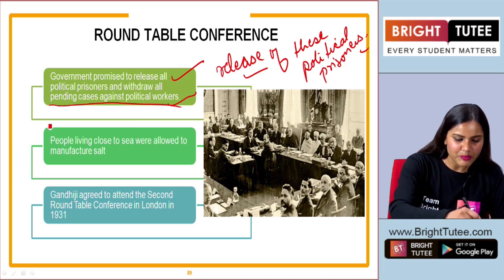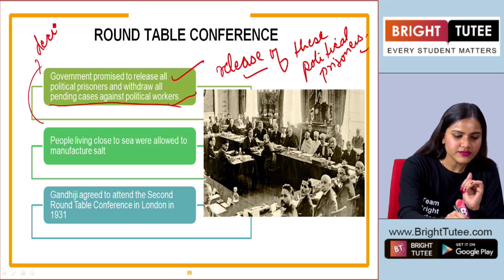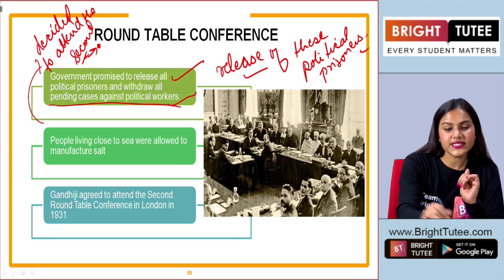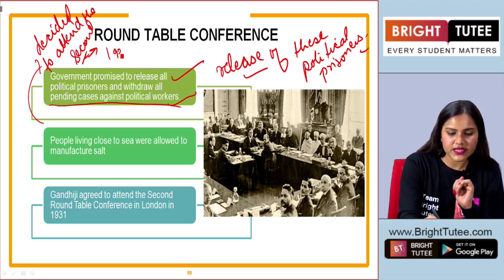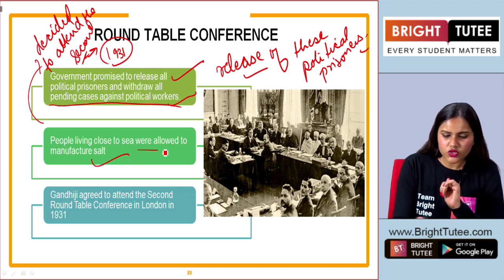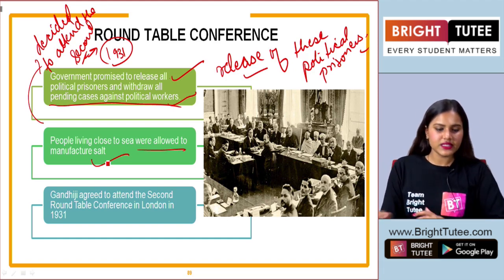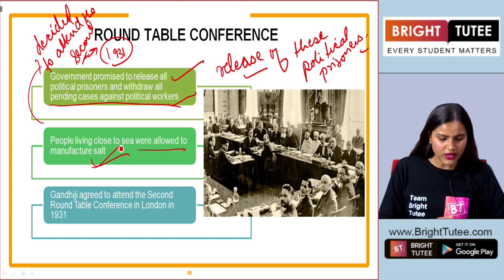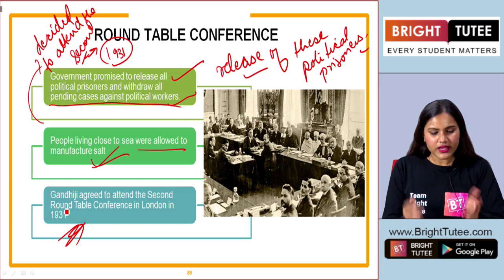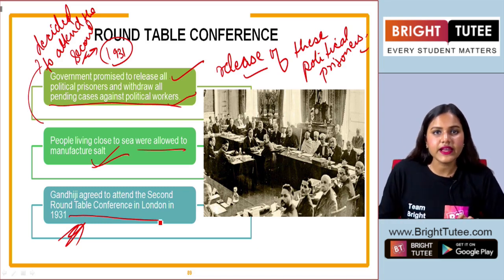So here we see that based on this idea, Gandhiji now decided to attend the second roundtable conference. Okay, the second roundtable conference that took place in the year 1931. Now here people living close to the sea were allowed to manufacture salt. The government also decided that people who were living near the sea could have the right to manufacture salt. Based on this, Gandhiji attended the second roundtable conference that happened again in London in 1931.